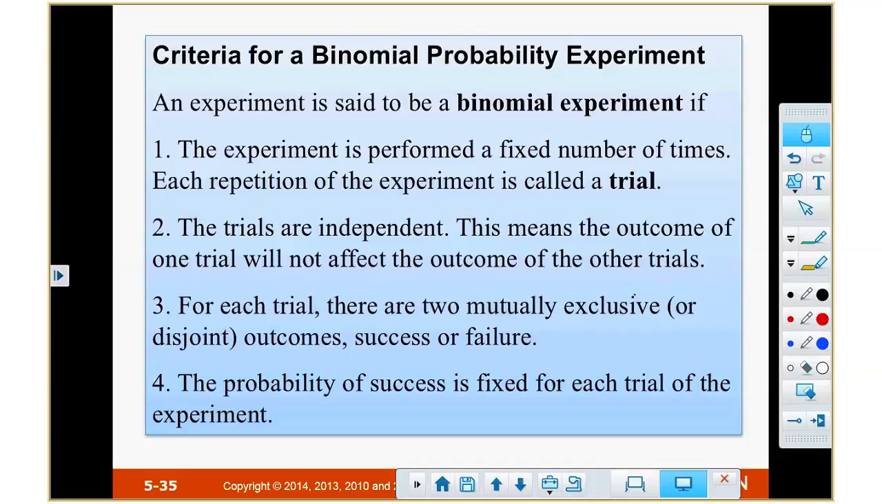The probability of success is fixed for each trial of the experiment. It is. There's no way you're going to get anything but a probability of a success or a failure. There's nothing to fix that. You can't, it's fixed. You're either going to get failure or success. Now, what do you do with all this? Well, they're going to ask you, what if?